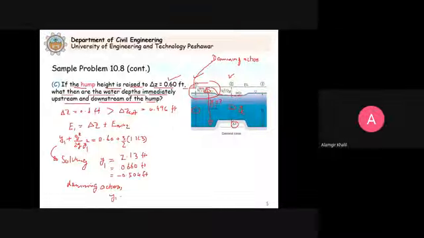So that's why y1 will be equal to 2.13 feet. So this is the answer. Y1 is equal to 2.13 feet. Clear? Now, in the question, it says, what are the water depths immediately upstream and downstream of the hump? So this is the upstream. Clear? This is the upstream.